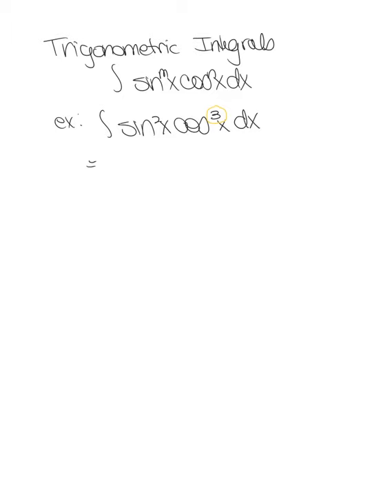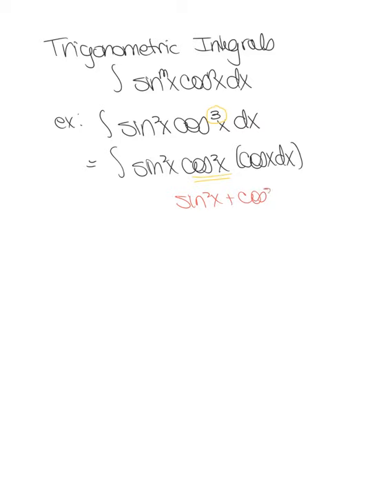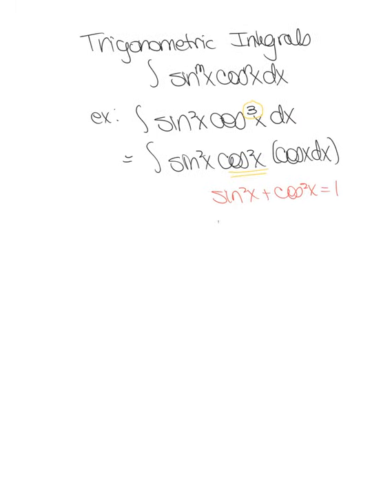We're going to start by saving one of those to the very end. So I'm going to have the sine squared of x times the cosine squared of x, all times the cosine of x with respect to x. So I just moved one to save it to the end. I am then going to convert the remaining cosines using the fact that the sine squared of x plus the cosine squared of x is equal to 1. Solving that for cosine squared of x, I get that the cosine squared of x is equal to 1 minus the sine squared of x.